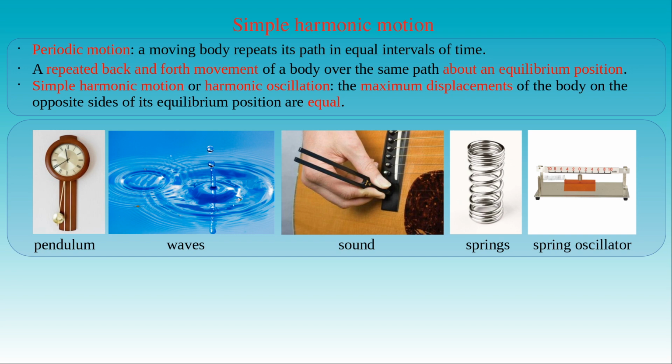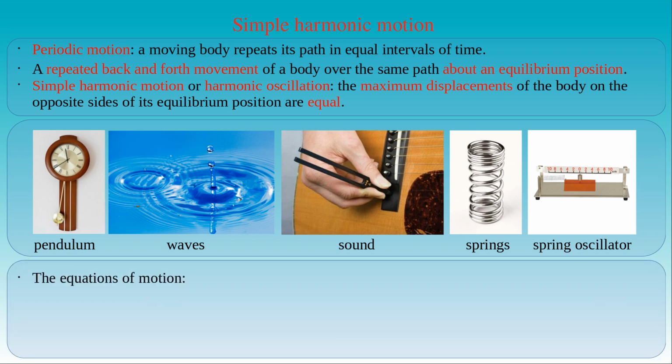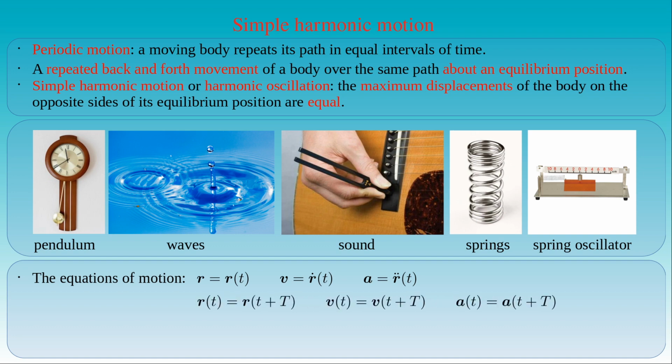Let us start with the main property of the equations of motion for simple harmonic motion. If the position vector of the body performing harmonic oscillation is given, then the velocity of the body can be obtained by differentiating it with respect to time, and its second-order derivative is equal to the acceleration of the body. Since the simple harmonic motion is periodic, the position vector r of the body at the time t is the same as the one at the time t plus the period of the harmonic oscillation, denoted with the capital letter T.